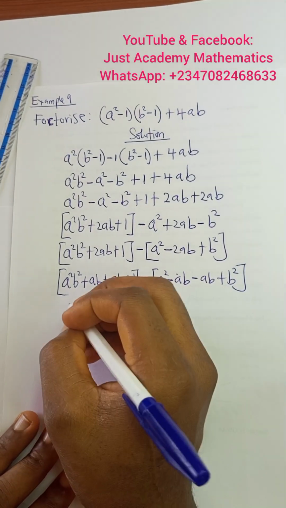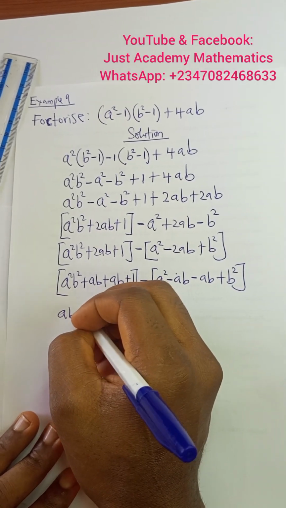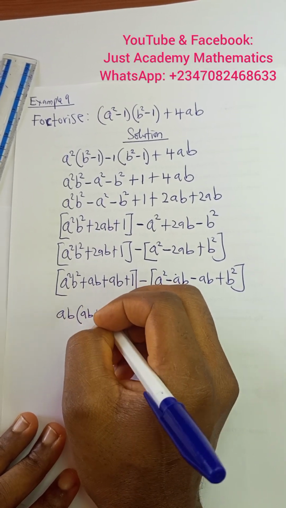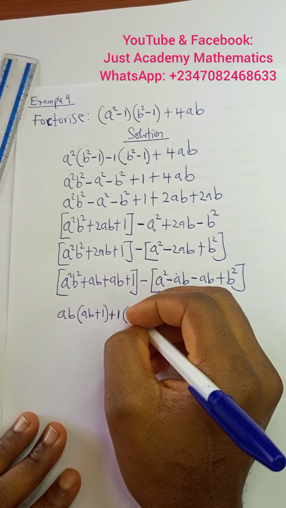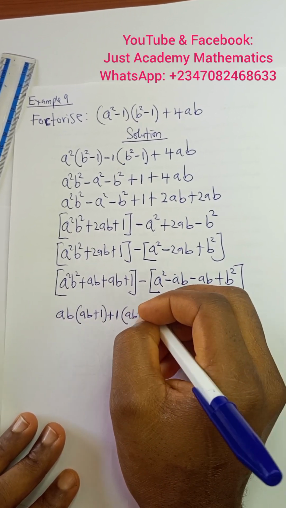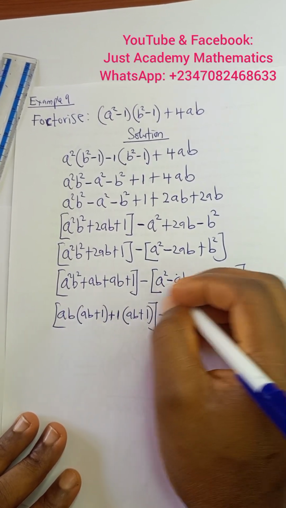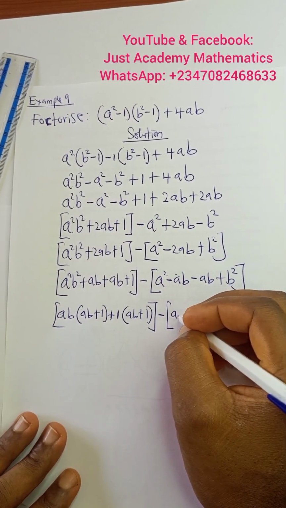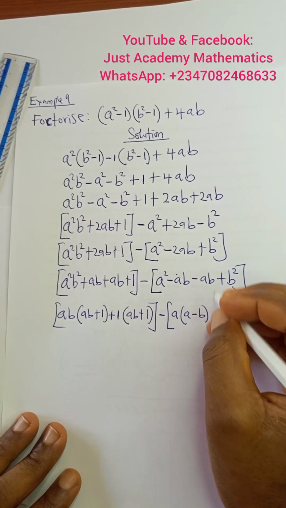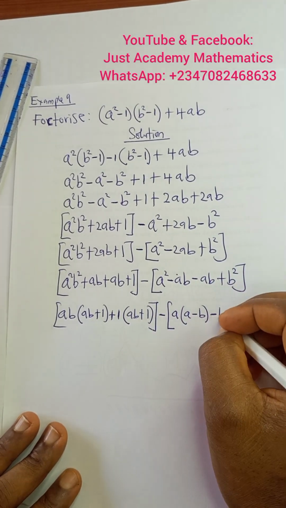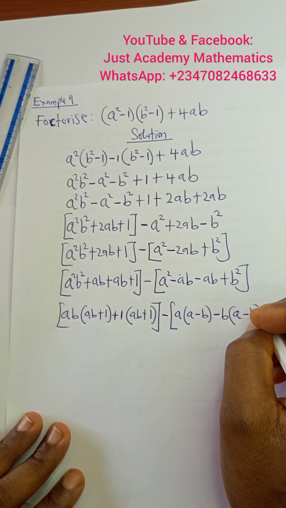For here, what is common? ab is outside. What will remain? ab plus 1. Here, what is common? 1. 1 is outside. What will remain? ab plus 1. So that is for this. Minus this one, what is common? a is outside. What will remain? It will remain a minus b. This one, what is common? Minus b is outside. What will remain? It will remain a minus b.